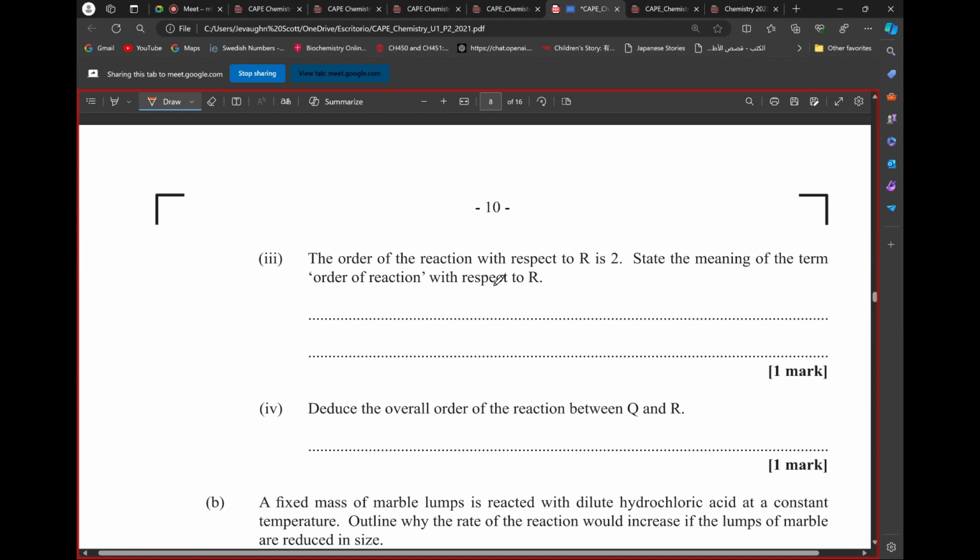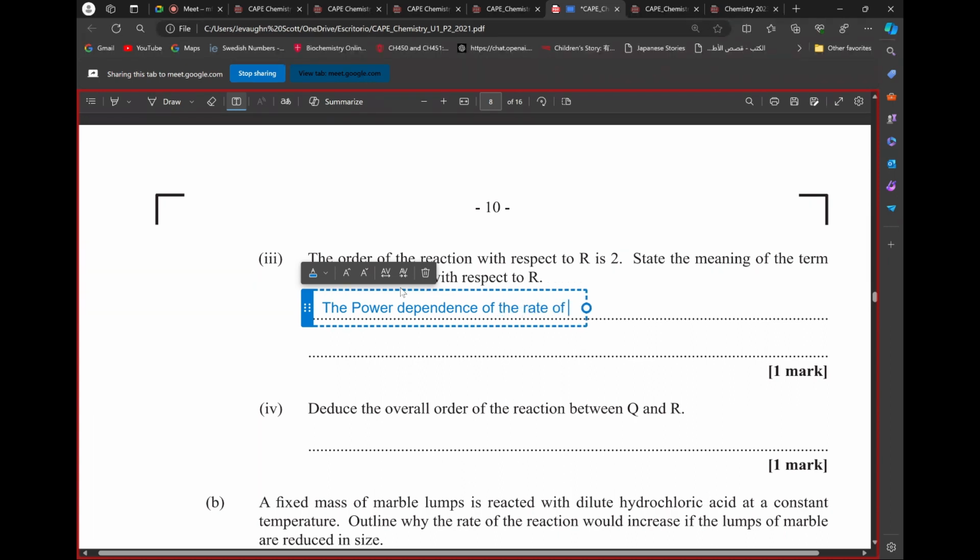It's the relationship between the concentration and the rate. Alright. So it's the dependence, right? It's the dependence of the rate on the concentration of the reactant. So it's not only the exponent that the concentration of R is raised to, but it is the power dependence, what we call the power dependence, of the rate on R, not the rate of reaction, right?